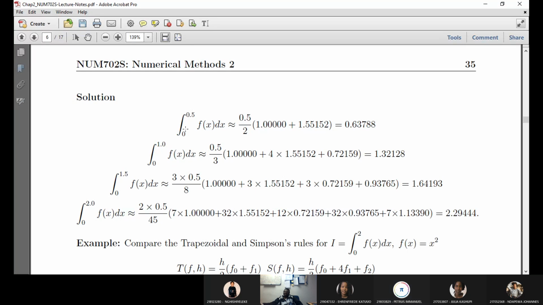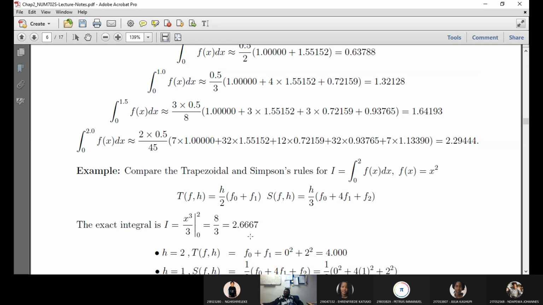Unlike here where we are changing the limits of integration. Here, the first integral uses the trapezoidal rule, but the limit is from 0 to 0.5, whereas for the second one it's from 0 to 1. So we cannot compare because, as I mentioned already, the limits of integration are different. But if we want to compare, we have to fix the limit of integration and apply. Now, let's look at this one.